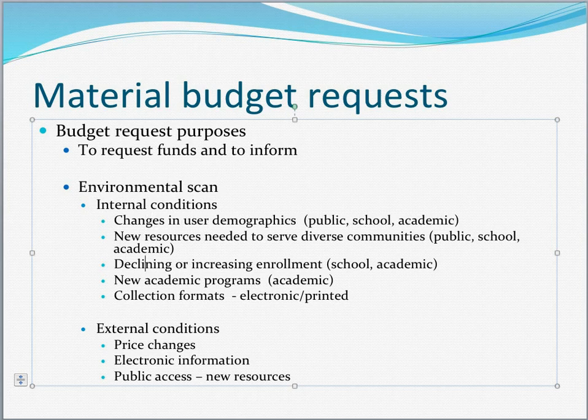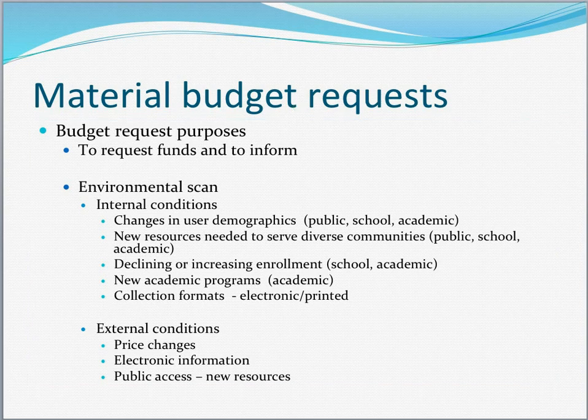Changes in user demographics, public, school, and academic. New resources needed to serve diverse communities, again, in every type of library. Declining or increasing enrollment. This has to do with school, public, and academic libraries. New academic programs. We are going to offer new programs, then we have to offer new collections. Collection formats. Many times we have to decide if we're going to get printed or electronic materials.